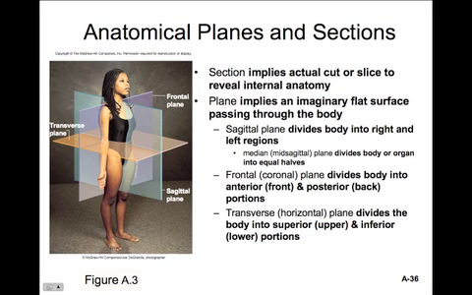The sagittal plane here divides the body into left and right regions. The median or the mid-sagittal plane divides the body or an organ into equal halves. A frontal or coronal plane, shown here, is going to divide the body into front and back halves, anterior or posterior portions. The transverse plane or horizontal plane, shown here, divides the body into upper and lower portions.